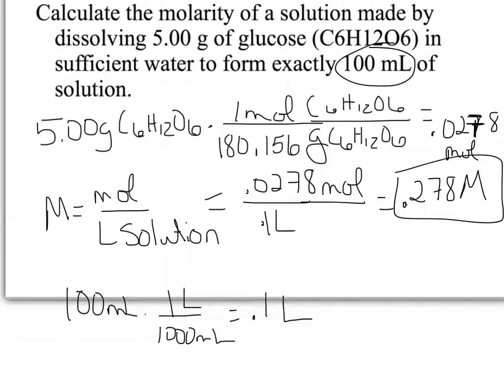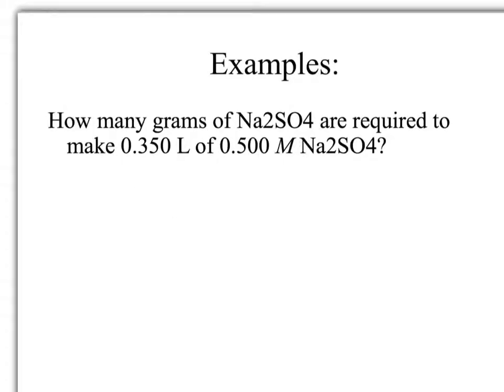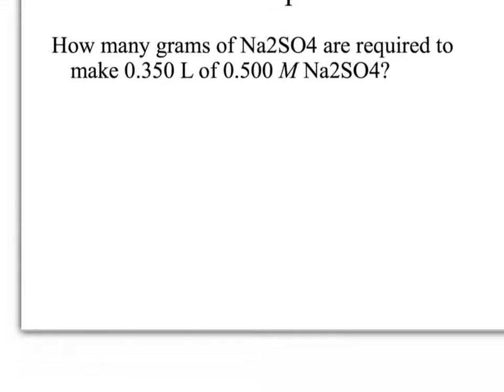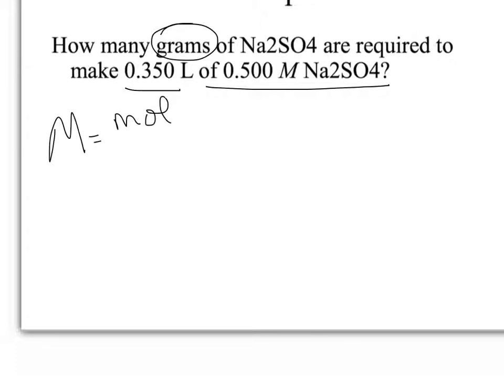Okay, let's try the next one. How many grams of Na2SO4 are required to make 0.35 liters of 0.5 molar Na2SO4? So I have molarity and volume, and I want to get to grams. Well, I know that molarity is moles per liter. So I have this one, I have this one, I can get to moles, and then I'm going to have to convert from moles to grams. So let's do this part first.